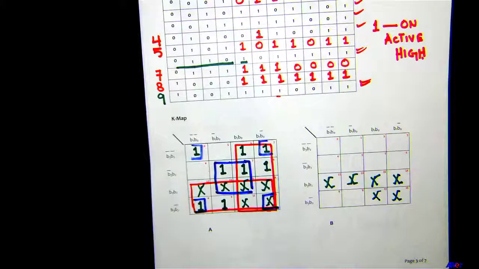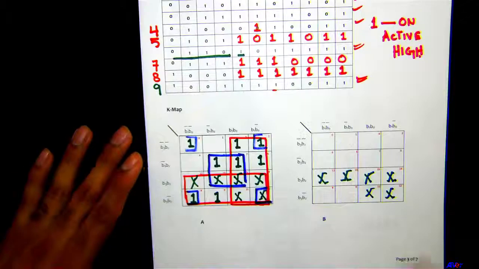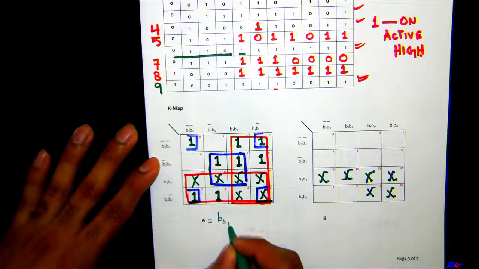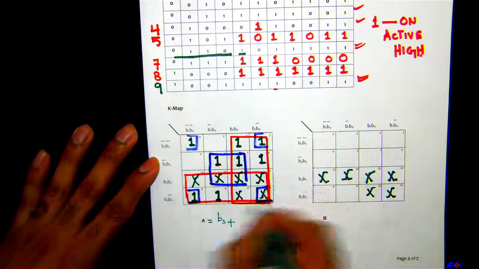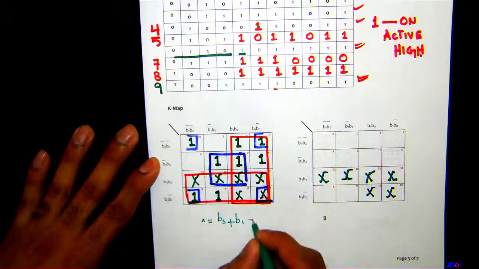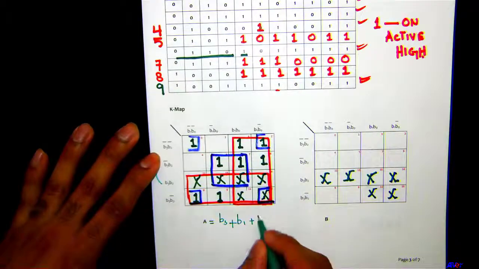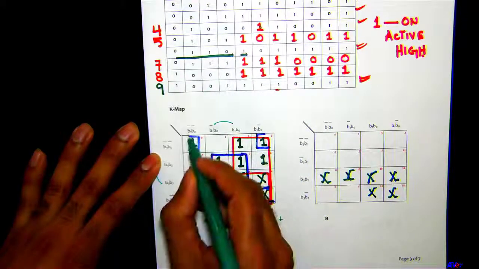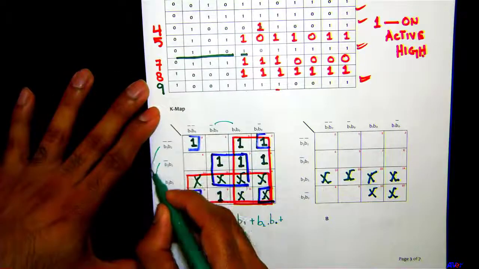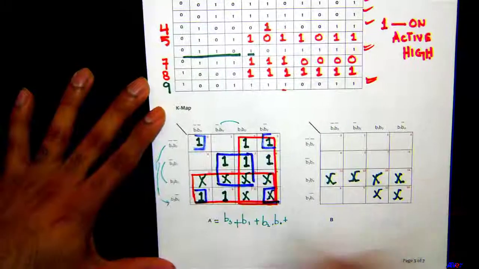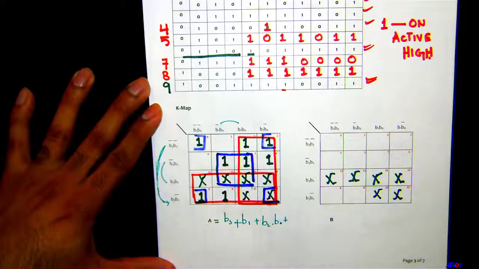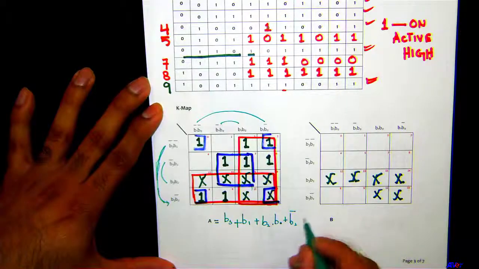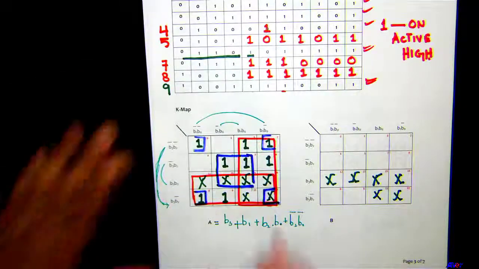Okay. Let's get the expression here. So this red one at the bottom, the common here is B3, plus this one common is B1, plus the one in the middle common here is B2 and common here is B0, plus this group on the edges, the common here is B2 bar and the common here B0 bar. Okay, so this is the expression for A.